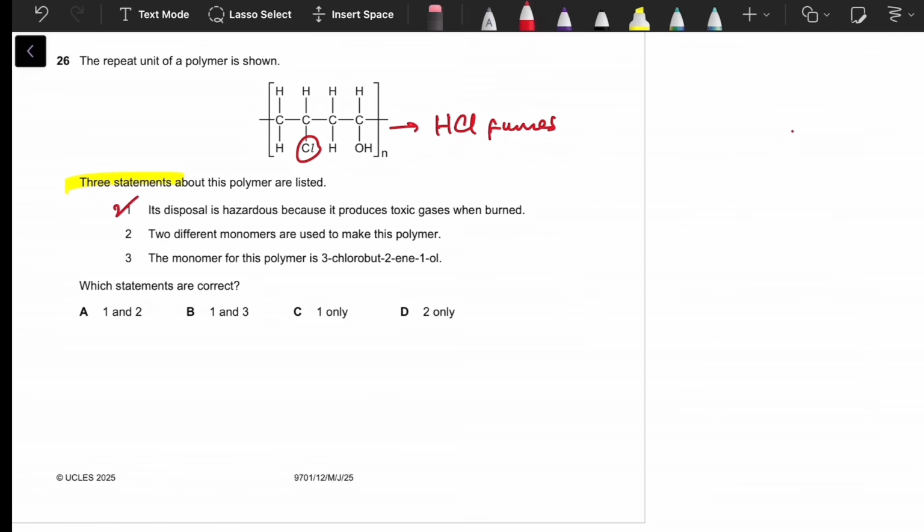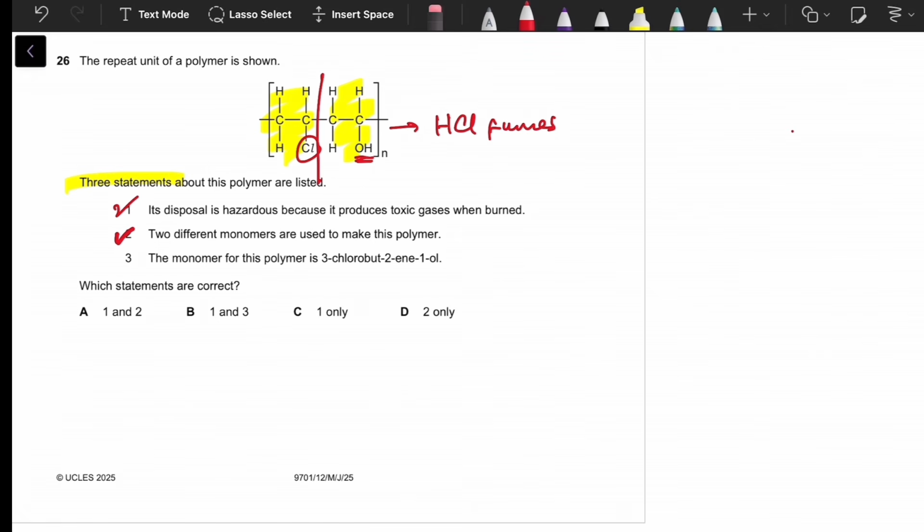Statement 2 says there are 2 different monomers that are used to make this polymer. This is also true. As you can see, it doesn't repeat the Cl atom. There's clearly this part, which is the first monomer, and this being the second, because the Cl does not repeat and instead there's an OH group as well.